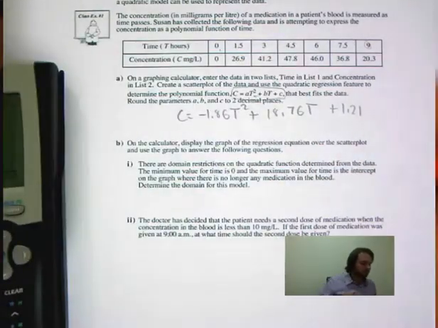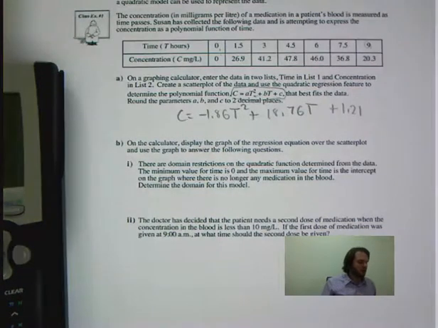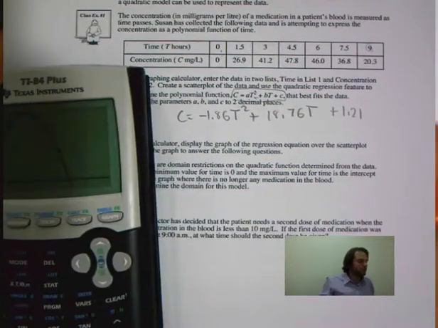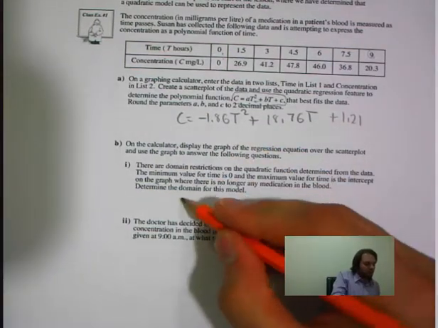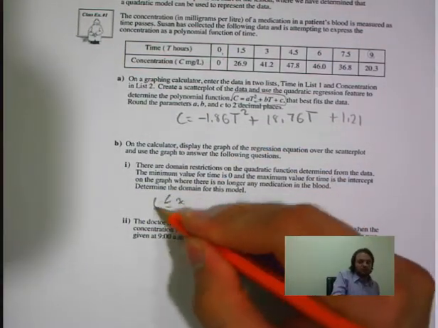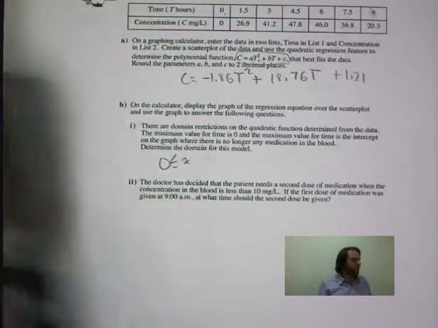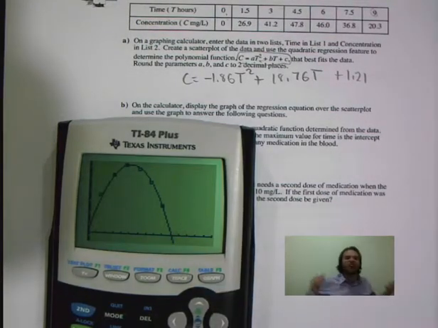Okay. I'm already going to start on the next question. Now here, it tells you how to determine the domain of this type of model. So to determine the domain, it's just telling you x must be greater than or equal to 0, which is very nice. But it also suggests I must be less than this value there. So here we go.